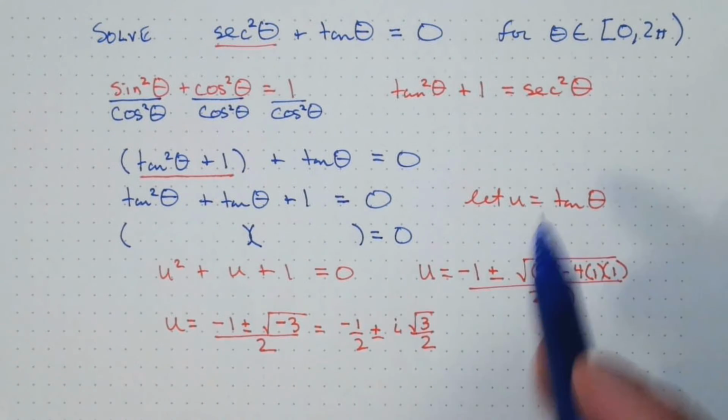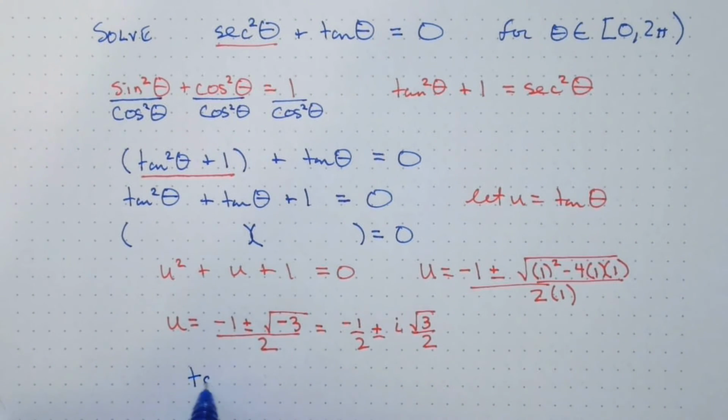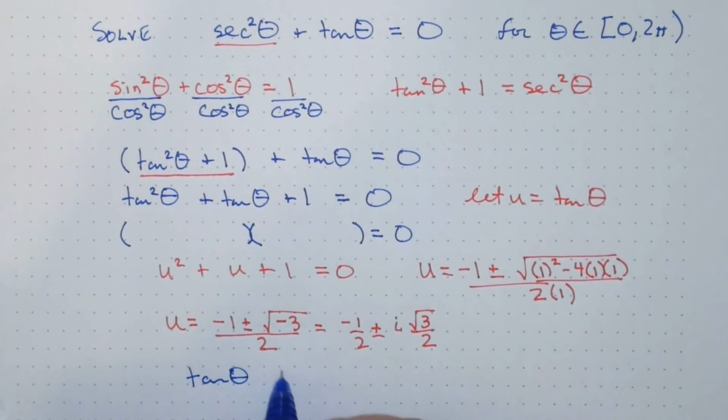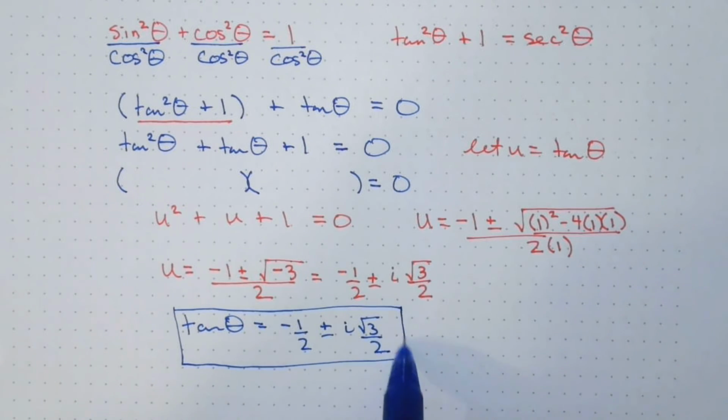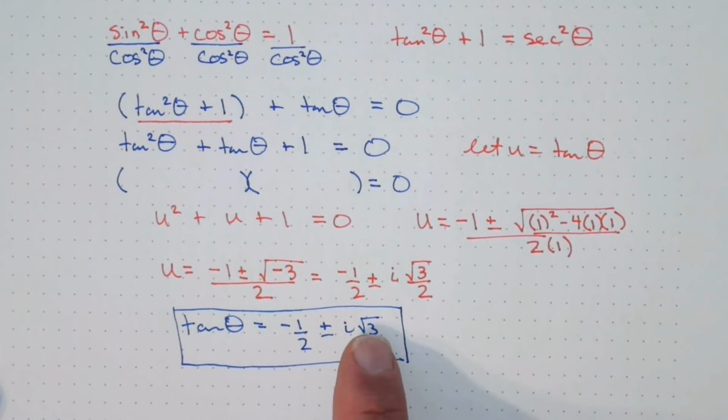Which, using my substitution, would mean that the tangent of theta is going to be negative 1/2 plus or minus i root 3 over 2. Now, for this problem, let's go ahead and just leave it at that point. We'll say that tangent of theta needs to be equal to this particular value. In more advanced math courses, we'll be able to discuss what this negative 1/2 plus or minus i root 3 over 2 could represent.